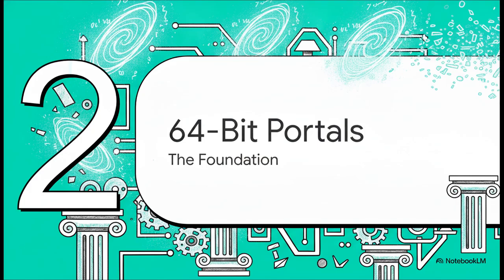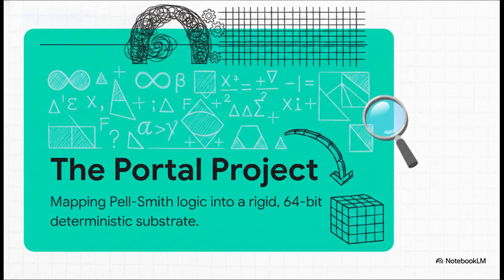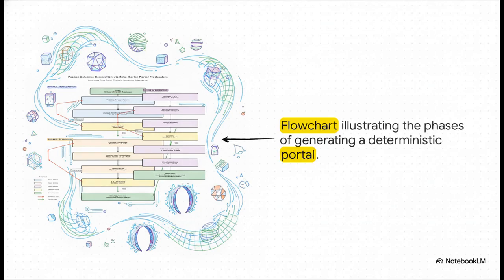Which brings us to Section 2. 64-bit deterministic portals are our absolute foundation. To fix this massive drift problem, we have the Portal project. And this is absolutely crucial. It completely replaces that unpredictable stochastic execution with a totally absolute, audit-ready deterministic pipeline. We're taking high-dimensional Pell-Smith logic and tetrad math and mapping them directly into a rigid 64-bit deterministic substrate. There is literally no guessing allowed here. Pulling this off requires some intense rigor.